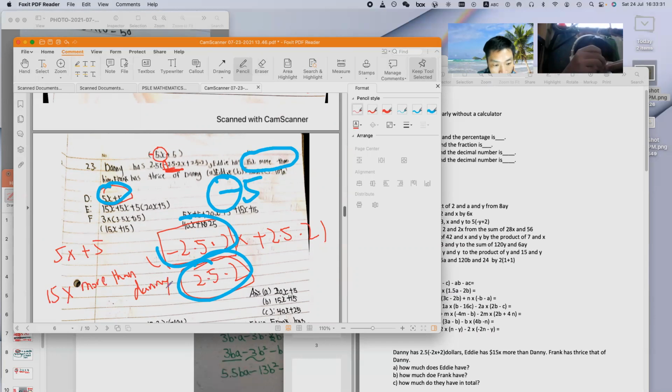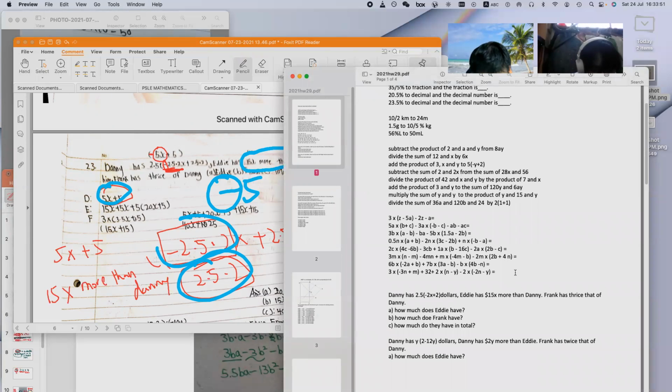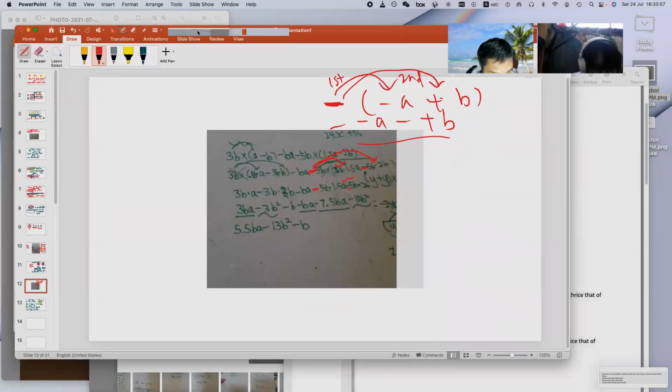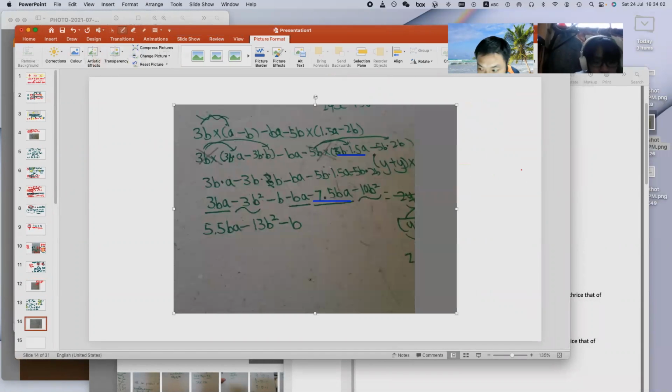So how do you get more? How do you get less? Plus. So more must be plus. No, it must be plus, it depends on the question. Exactly. Okay. So if you look at this question, hold on, let me just get this question out. No, not this.